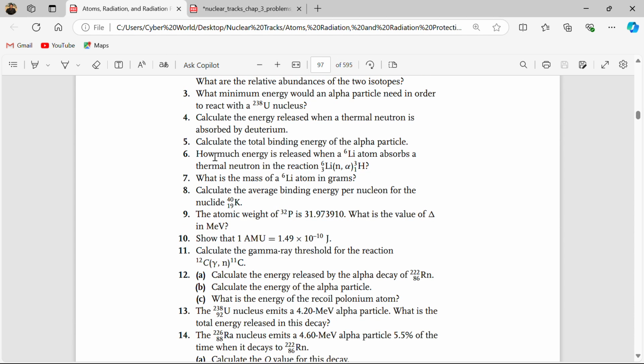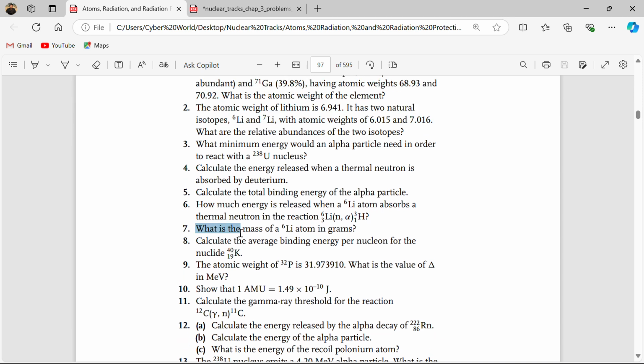Our seventh problem is: what is the mass of a lithium-6 atom in grams? You have to find the mass of the lithium atom in grams. Mostly the mass is given in amu, but what if you want to find the mass of the lithium atom in grams? How can you do it?